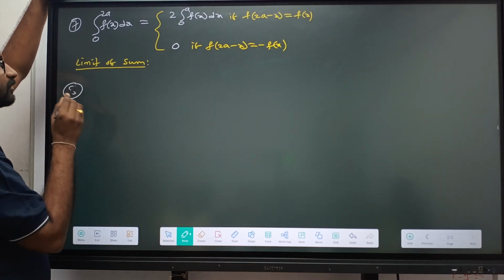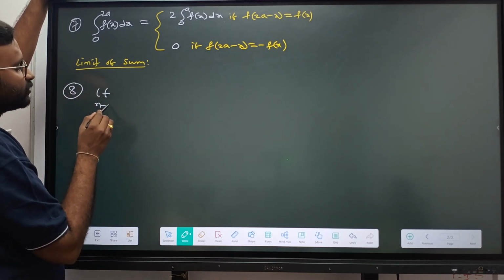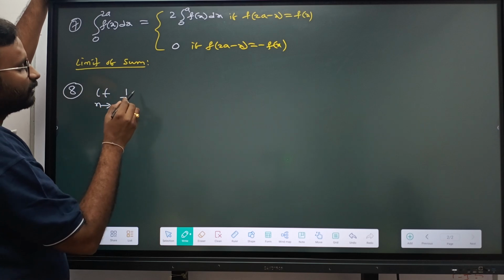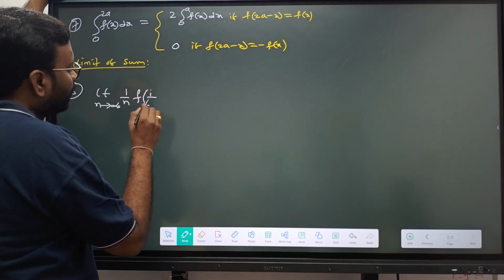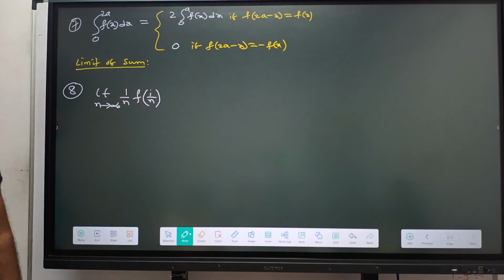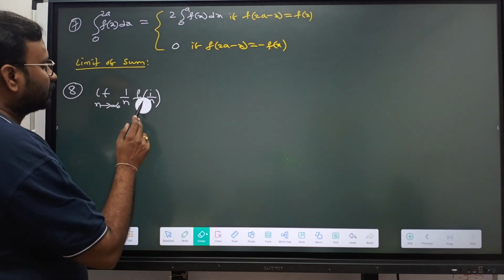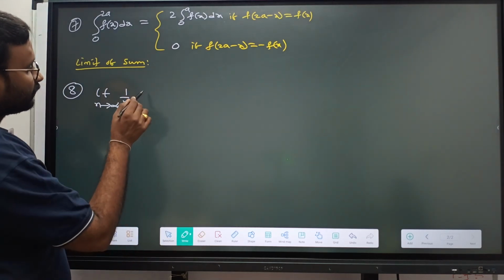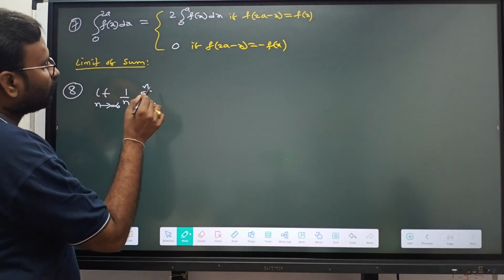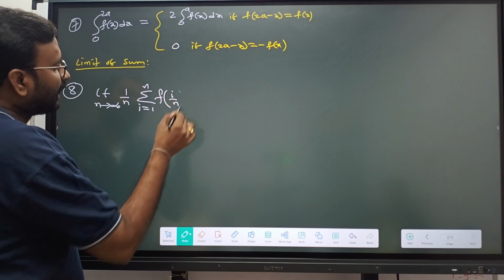7th, 8th: limit n tends to infinity 1 by n f of i by n. Just a minute. This is very short but very important. Limit n tends to infinity 1 by n summation. 1 plus 2 plus 3 means we should add, that is summation. Okay. Summation i equal to 1 to n f of i by n.